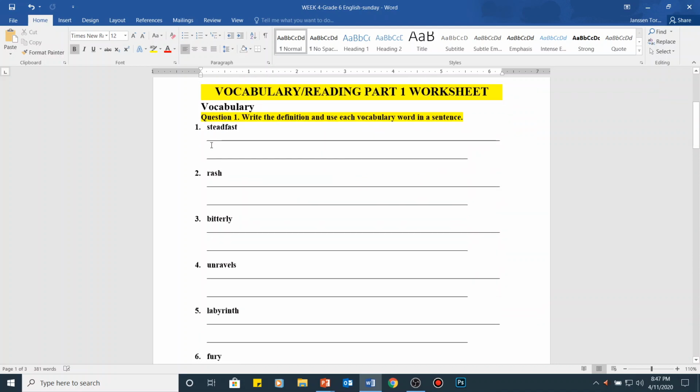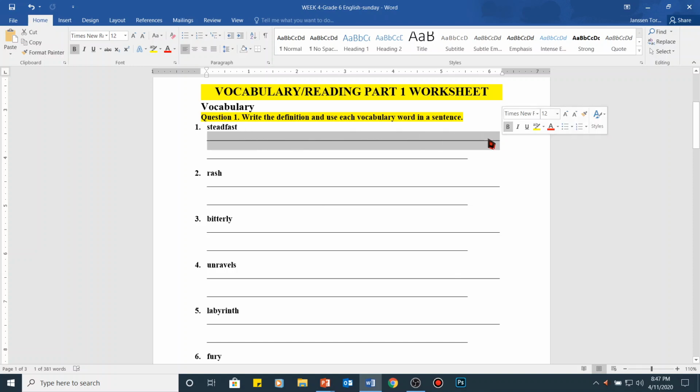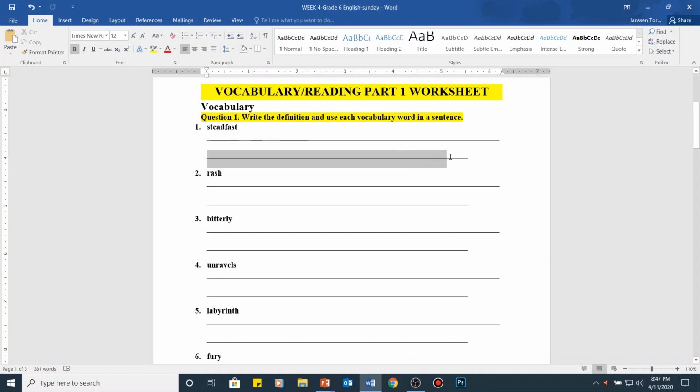So this is it. I'm going to explain to you right now. So how are you going to answer it? Steadfast is here. You're going to write the definition in the first line. In this first line, you're going to type the context clues, definition or meaning of the word steadfast. And on the second line, you're going to give me a sentence using that word, just like I've shown you.